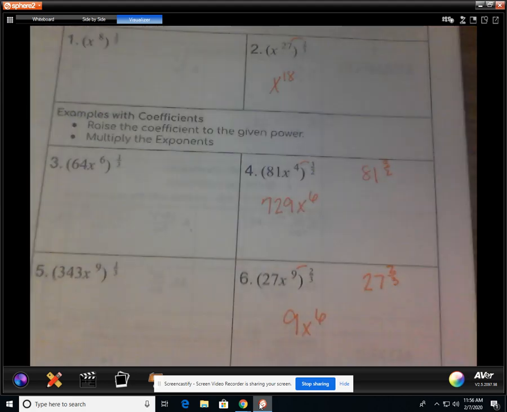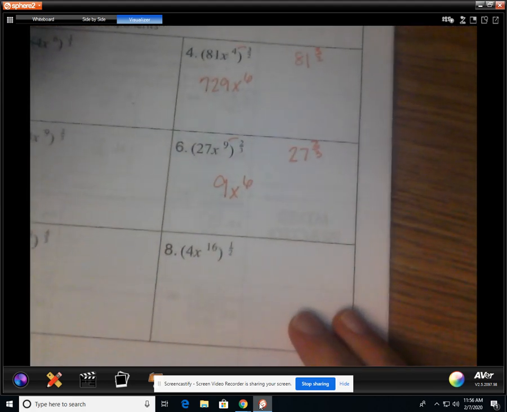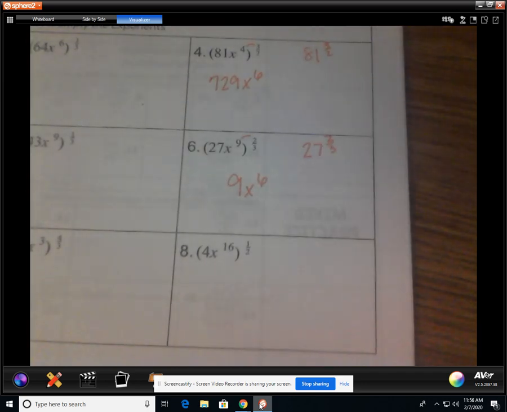One more example, and then you have to try some on your own. And today's a good day to get caught up on any other ones you need to in your note packet.